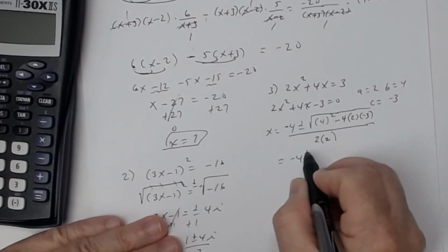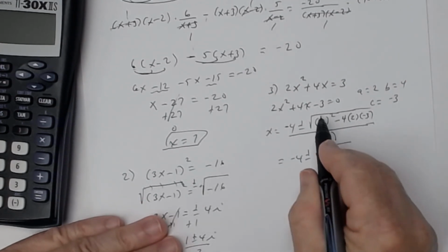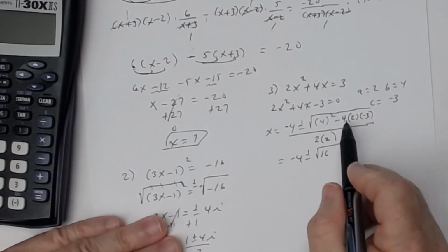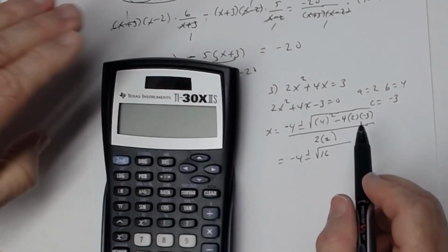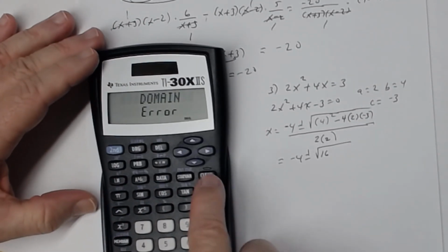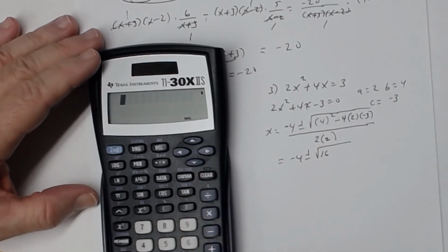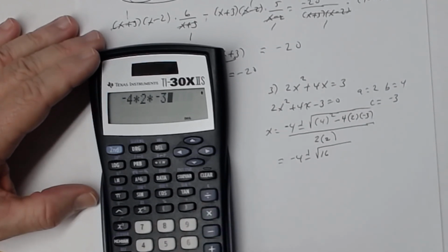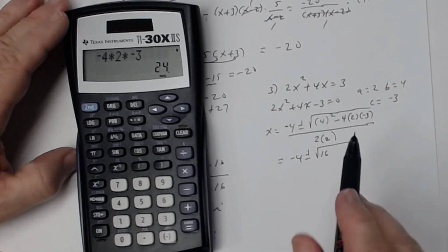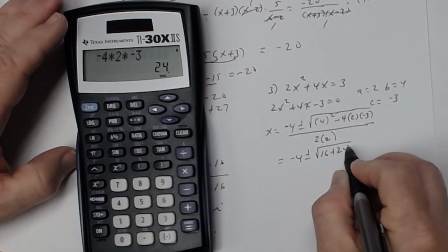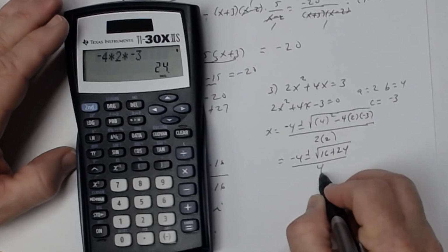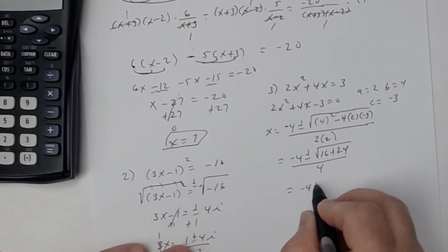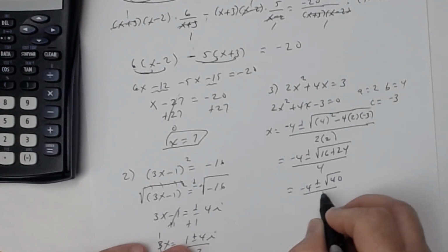So I have the opposite of 4 plus or minus the square root of 4 squared, which means 4 times 4, which is 16. All right, now the rest of this, you use your calculator if you have to. So you're saying negative 4 times 2 times a negative 3. Okay? And so when I do that, I get a positive 24. So you can say 16 plus 24, all divided by 2 times 2, which is 4. All right, 16 plus 24 is 40. So you can say negative 4 plus or minus the square root of 40 divided by 4.